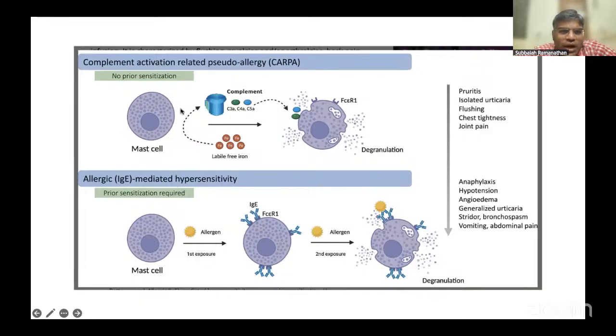But in iron, the labile iron, what does it do? It does not sensitize in an IgE mediated fashion. So this is non-IgE. The free iron activates the complement cascade. The complement cascade products will just go and stimulate the mast cells, which will degranulate briefly for a transient period, and then it settles down on itself without much intervention. So this is CARPA, complement activated related pseudoallergy. This is the common reaction we see with IV iron.